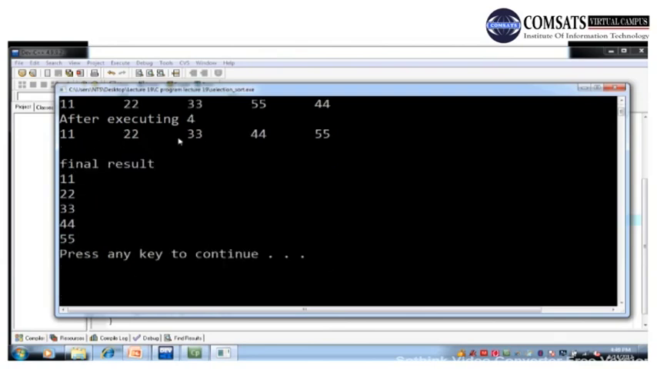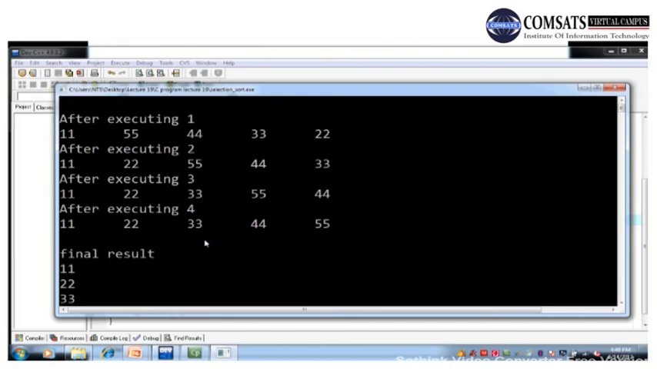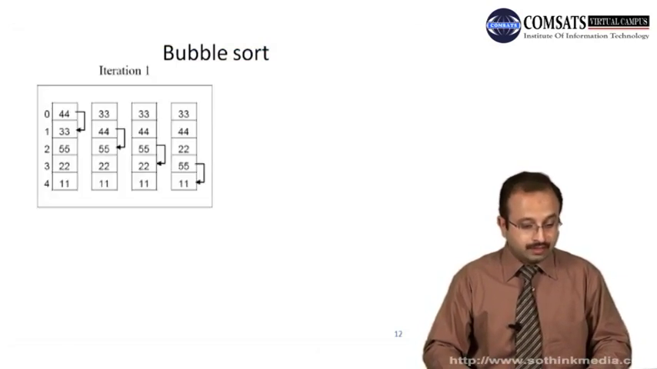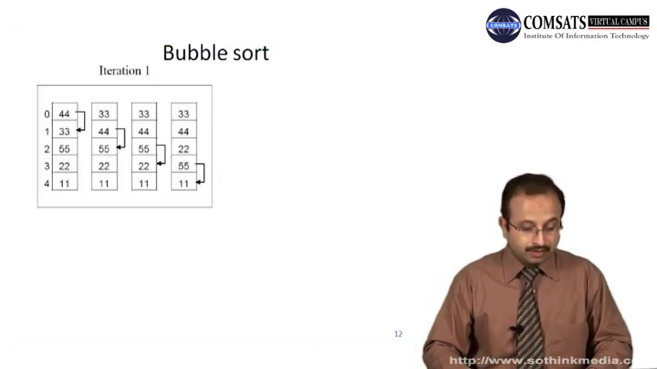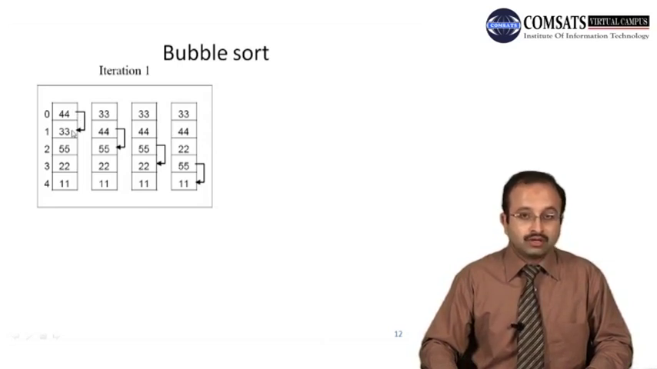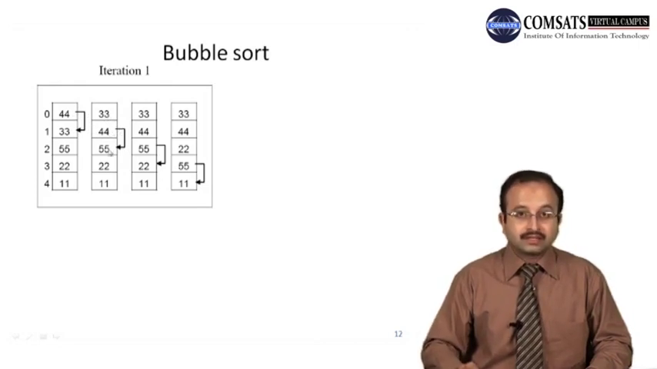That is the result of the fourth iteration, right? Now let's see the other sorting technique, that is bubble sort. So in bubble sort, we have again the iterations. We start comparing the 0th index element with the 1th index element, and if the 1th index element is smaller, we will swap that value. So this value is swapped, then compare the value of 1th index with the next index.